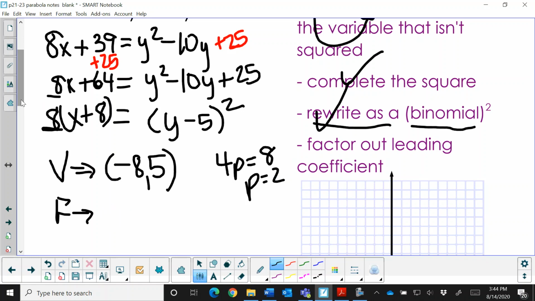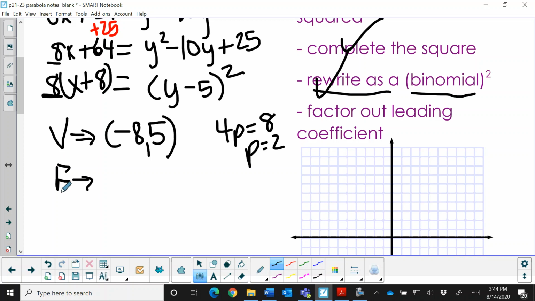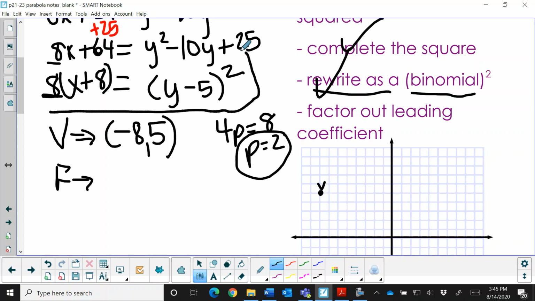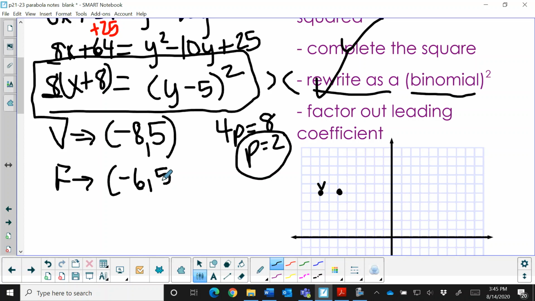So from our vertex, we're going to find the focus. So now I'm going to go to my graph. I'm going to plot -8, 1, 2, 3, 4, 5. And I know that is my vertex, so I'll call it V. My p is positive, so I'm going to go either up or to the right, depending on which way this faces. Let's go back and look. This one is a y squared, which means it's a left-right facer. So it's going to face to the right, so my focus will be 2 to the right. So my focus is now at -6, 5.